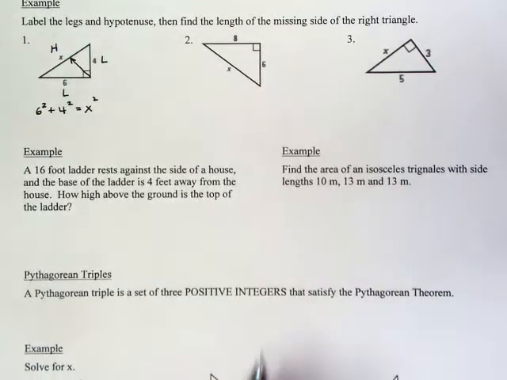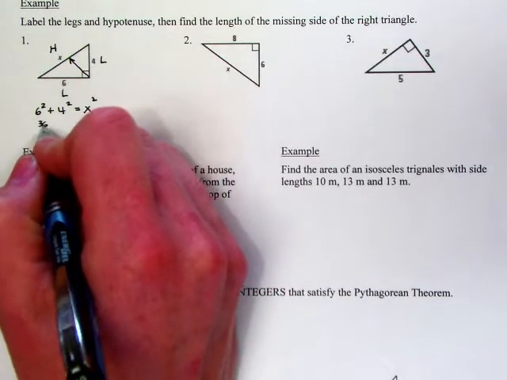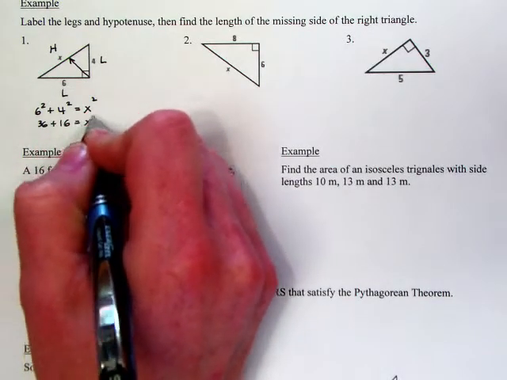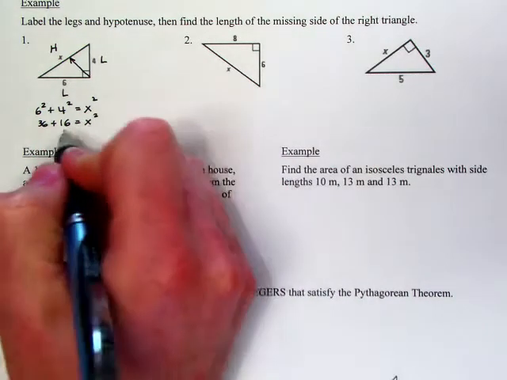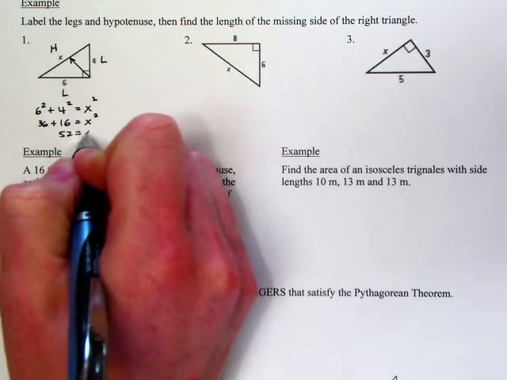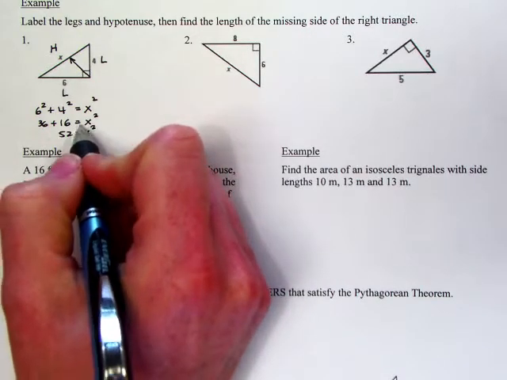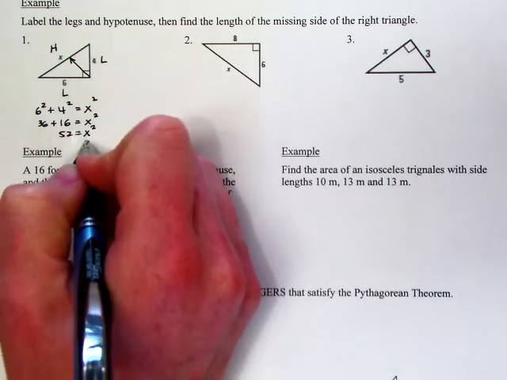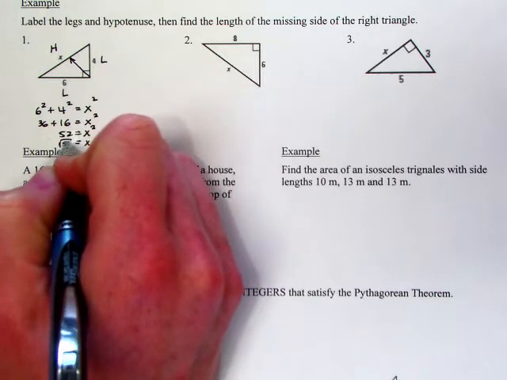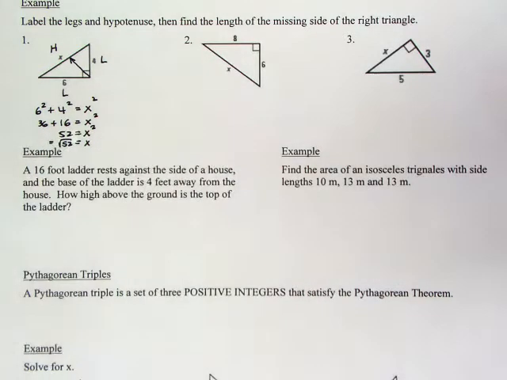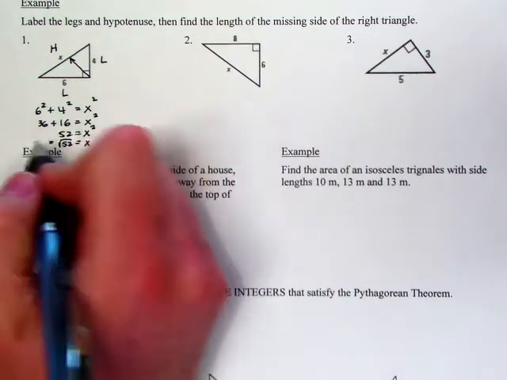So doing 6 squared, I get 36 plus 16 equals x squared. So I'm looking at 52 here. And then you still have an x squared, so to undo that, you're going to square root both sides. You're going to have the square root of 52, which if you used your calculator and gave the decimal answer, you would be right around 7.2.